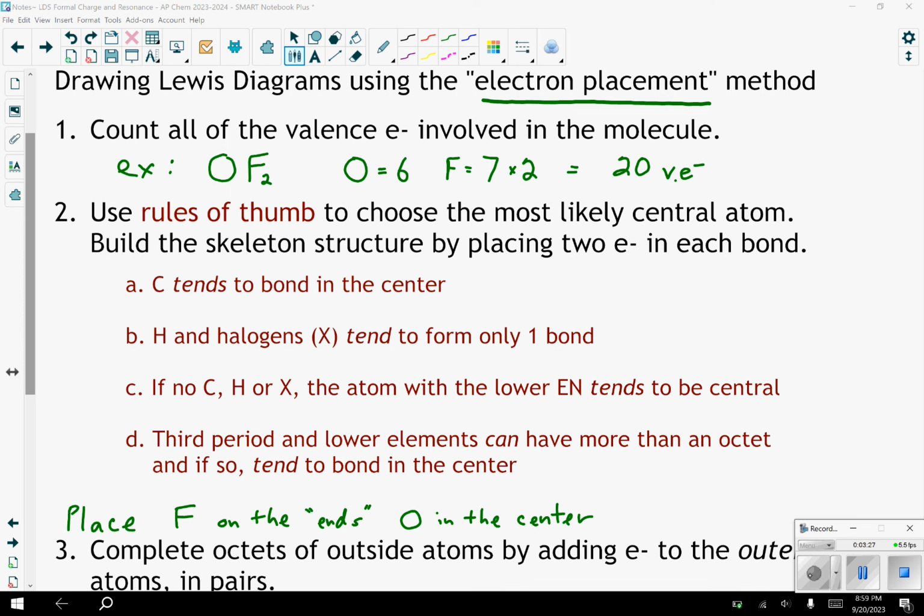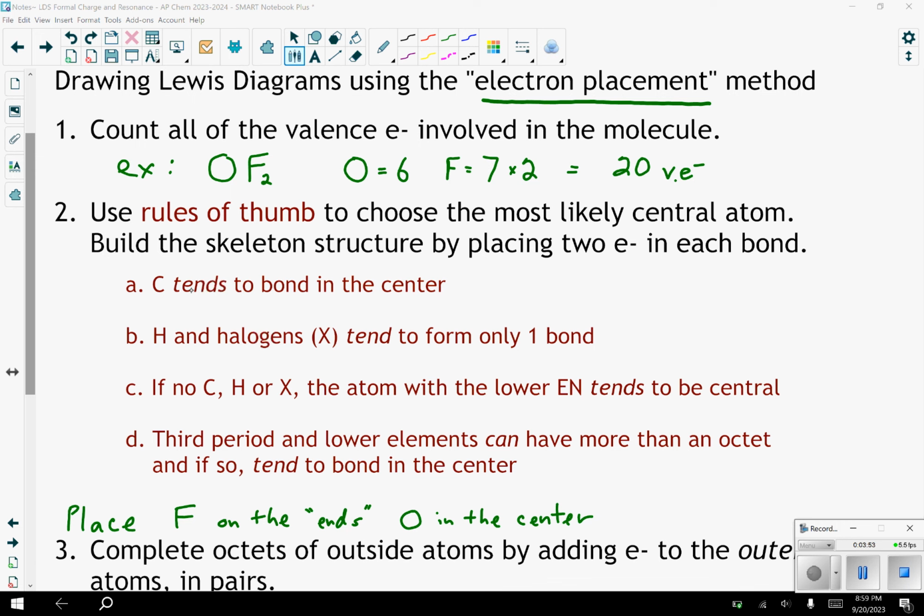Once you know the number of valence electrons, you're going to use what I call rules of thumb. These are guidelines that there are many exceptions to, but you have to start somewhere, and these rules of thumb or these guidelines are a great place to start. When you go to do a Lewis dot structure, you kind of have to decide what's going to be the central atom. And the way you do that is follow these rules.